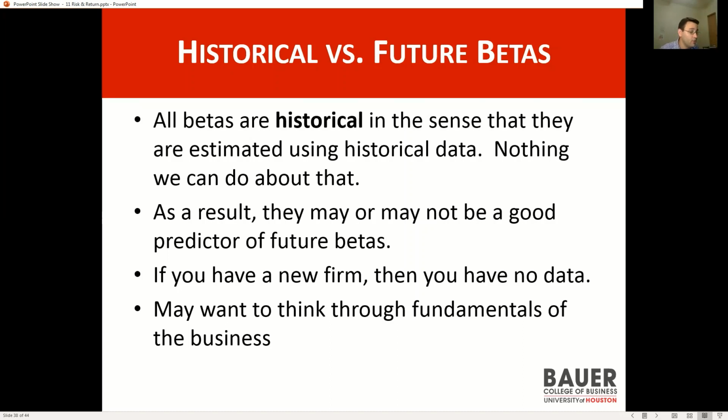If you have a new firm, then you actually have no data. Right? So you have to figure something else out. Maybe you can think through the fundamentals of the business. You can think through, again, the cyclicality of the revenues or the operating leverage of the company. Try to estimate the systematic risk. You can also look at kind of similar companies, but you have to be a little bit more creative if you don't have appropriate data.